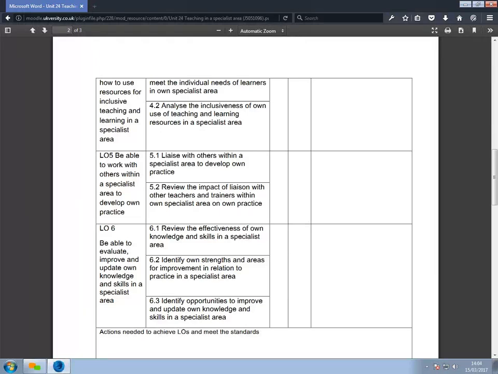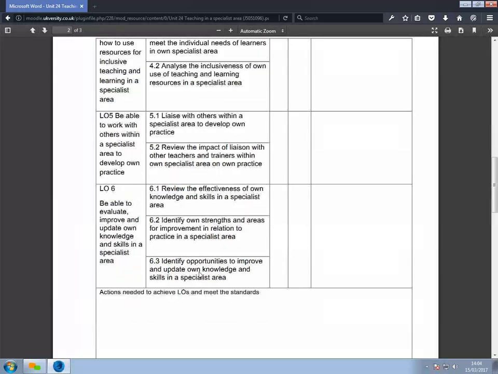Review the impact of liaison with other teachers and trainers within your own specialist area or own practice, and what impact it has on yourself. Again, review the activity. 6 is review the effectiveness of your own knowledge and skills in the specialist area. If you look at 5, that's all about working with other people. 6 is to have a review of your own and look at what you need to learn or how you can improve. So you're identifying your own strengths and weaknesses for improvement in relation to practice in your own specialist area, and then identifying opportunities to improve and update your own knowledge and skills in a specialist area.